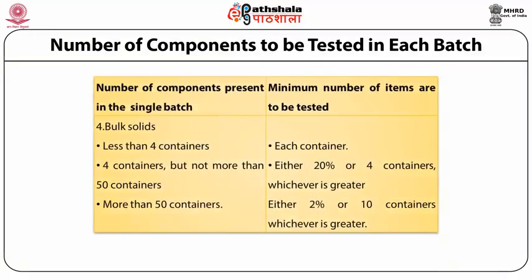The other product is bulk solids. The number of components and the minimum number of items to be tested will be discussed. Less than 4 containers, then each container we have to test for sterility. If there are 4 containers but not more than 50 containers, either 20% or 4 containers, whichever is greater. More than 50 containers, either 2% or 10 containers, whichever is greater.